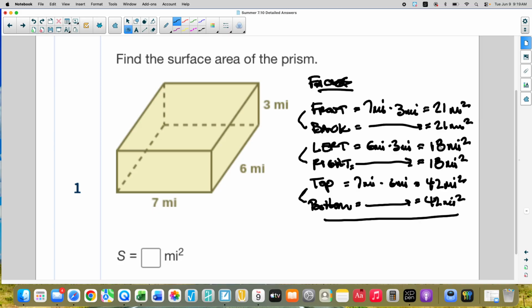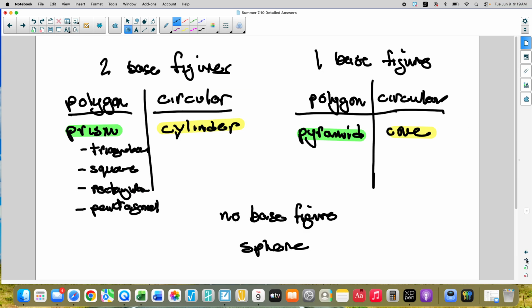So now we add them up. That's 10, that's 22. Carry the 2, 2, 4, 6, 8. 8 and 8 is 16. 162 miles squared. Cool. Good. All right.